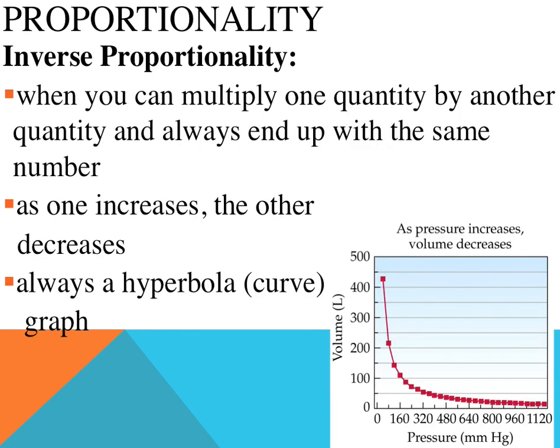Inverse proportions are when we're multiplying a quantity by another quantity and we get the same number as a constant. As one increases, the other decreases. The graph will be a hyperbola or a curve. So it's not always this beautiful straight line with a slope. You actually kind of have to connect the dots a little bit.